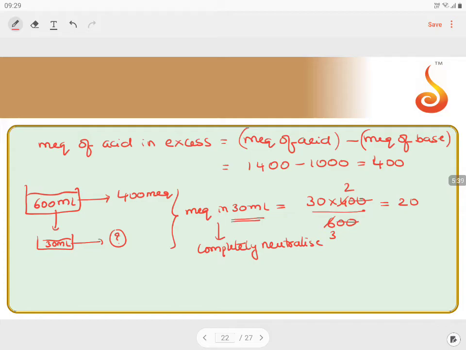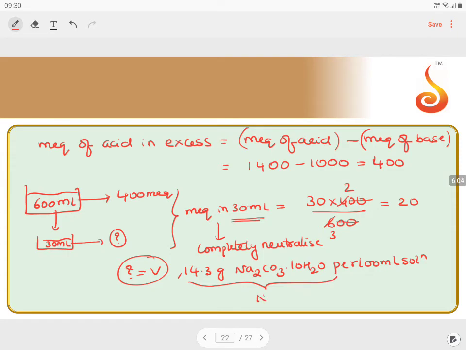Now the question comes here. It will neutralize 14.3 grams of Na2CO3·10H2O per 100 ml solution. What is the volume of this solution which completely neutralizes it? First you have to find how much normality this solution has, then we'll find out the volume.